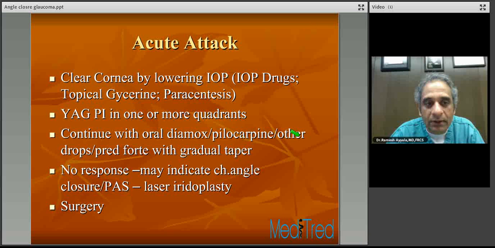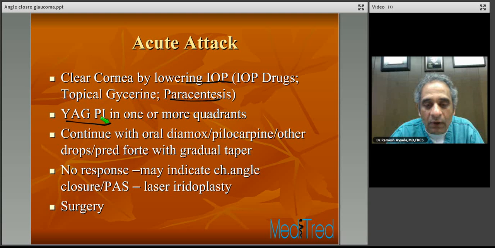So the goal here is to clear the cornea or decrease the corneal edema by decreasing the intraocular pressure by a variety of means: IOP drugs, topical glycerine, or you can do paracentesis, which we'll discuss a little later. And once that's done, you want to perform the YAG peripheral iridotomy in one or more quadrants to establish communication between the posterior chamber and the anterior chamber. That, once established, will break the attack. And then continue with the oral Diamox, pilocarpine, and aqueous suppressants along with Pred Forte with gradual taper.